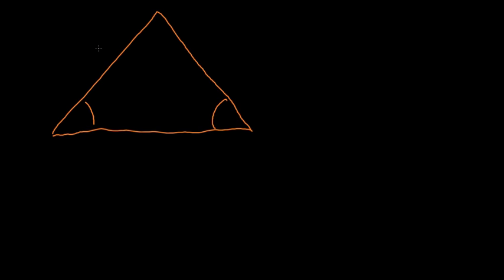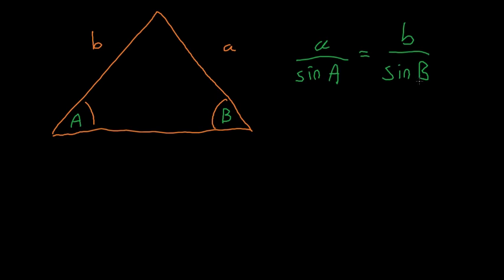Let's have the sides B and A with angles capital B and capital A. So the first general rule when it comes to triangles is that basically we want to have this relation here. So A over sine A is B over sine B. So what is this rule? It's known as the sine rule.